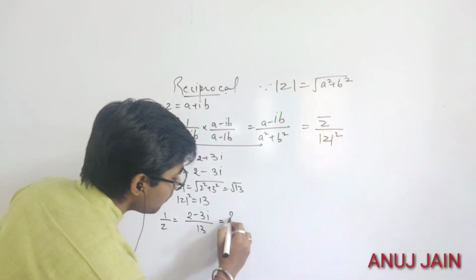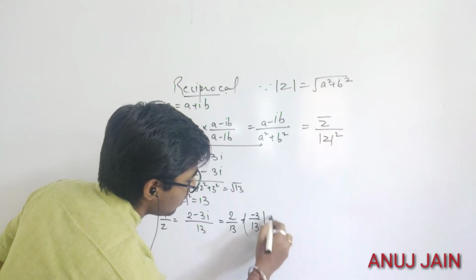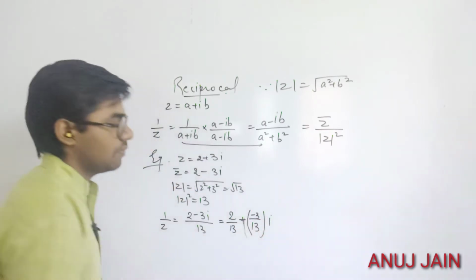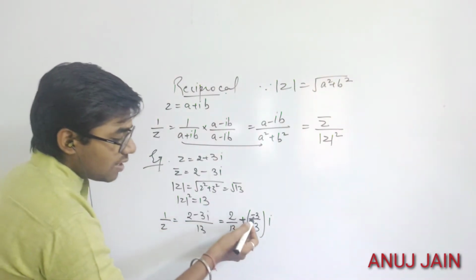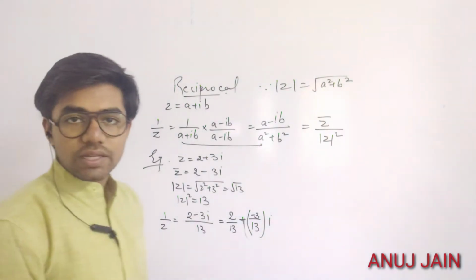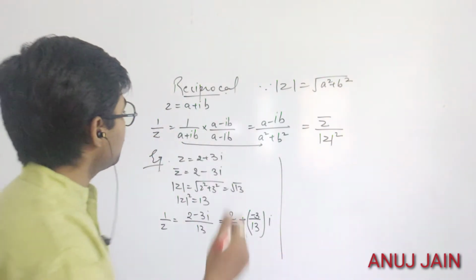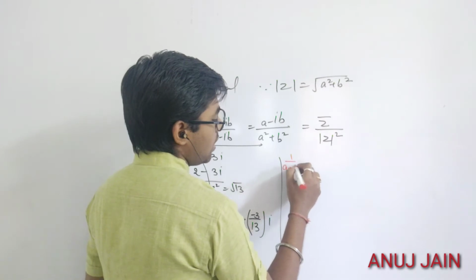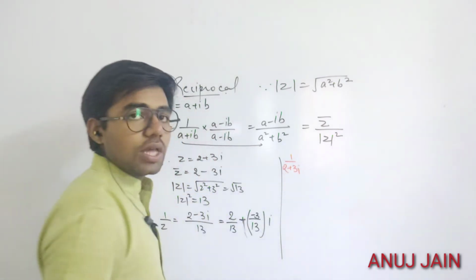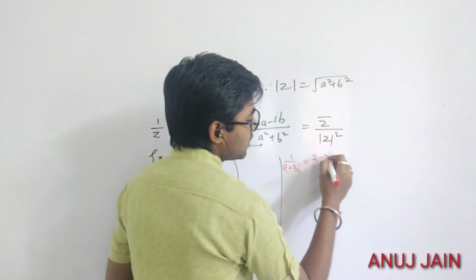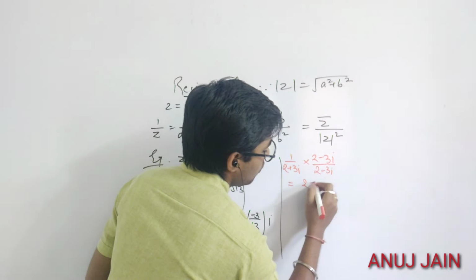Okay. And if somebody asks me to represent this in the form of a plus ib, then this is the answer, where 2 by 13 is the real part of 1 by z and minus 3 by 13 is the imaginary part of 1 by z. Now let us proceed in this manner. Okay. I'll change the color. So 1 by z, that is 1 by 2 plus 3i. Multiply by conjugate, so 2 minus 3i upon 2 minus 3i.